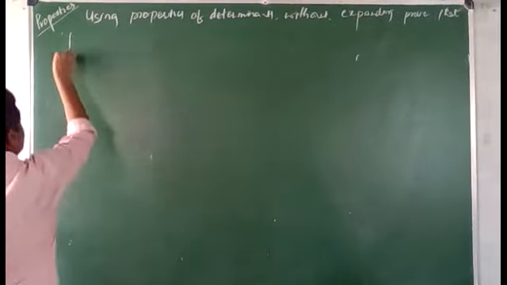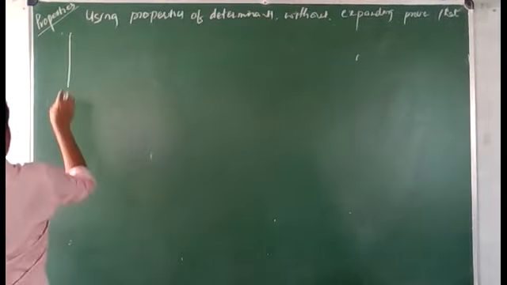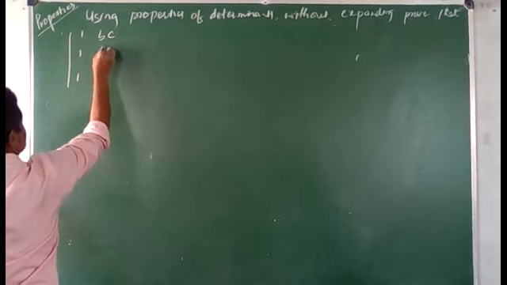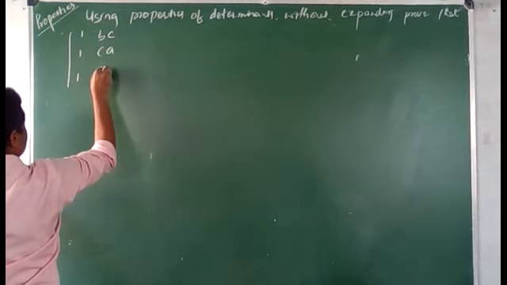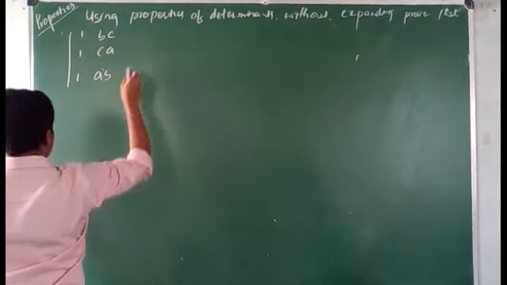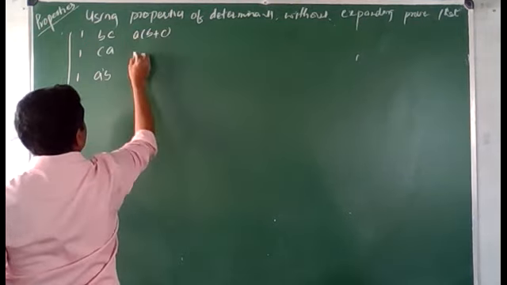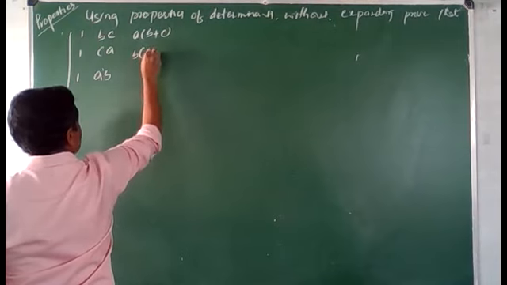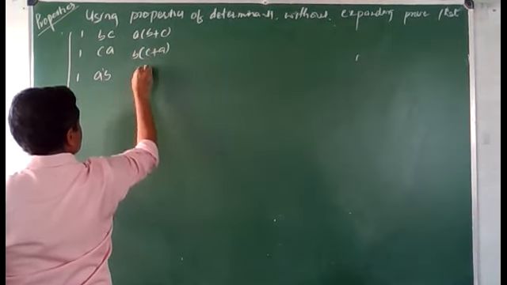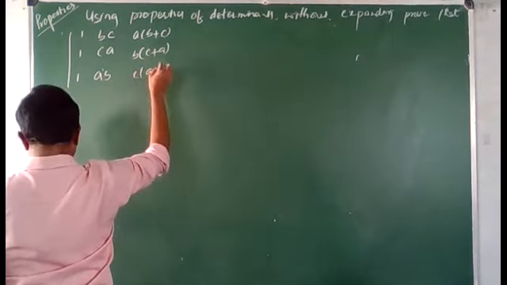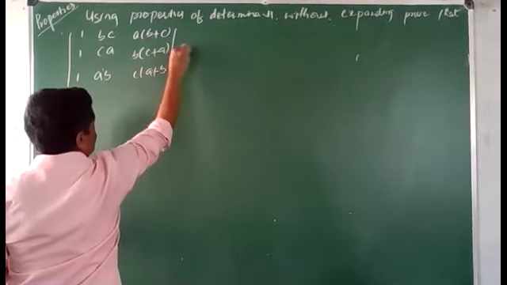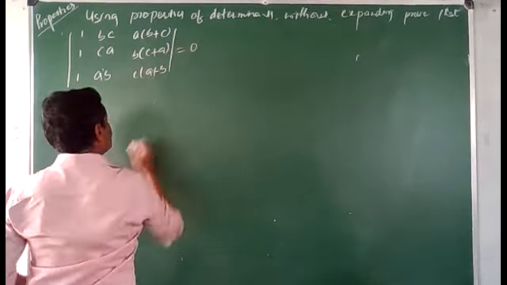Next, determinant of 1 1 1, BC, CA, AB, and A of B plus C, B of C plus A, C of A plus B, A plus B is equal to 0.